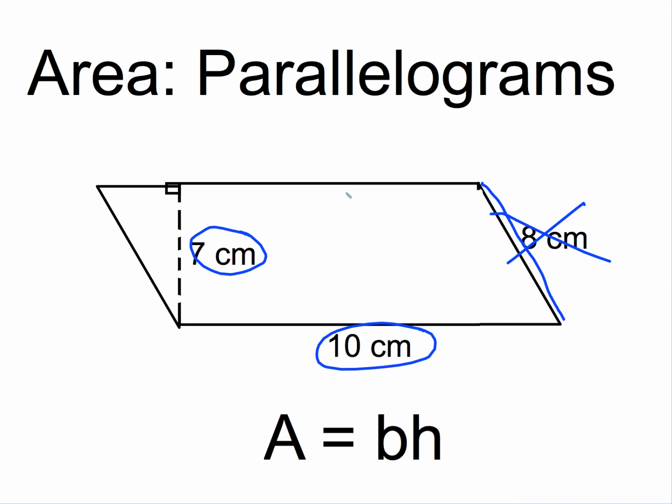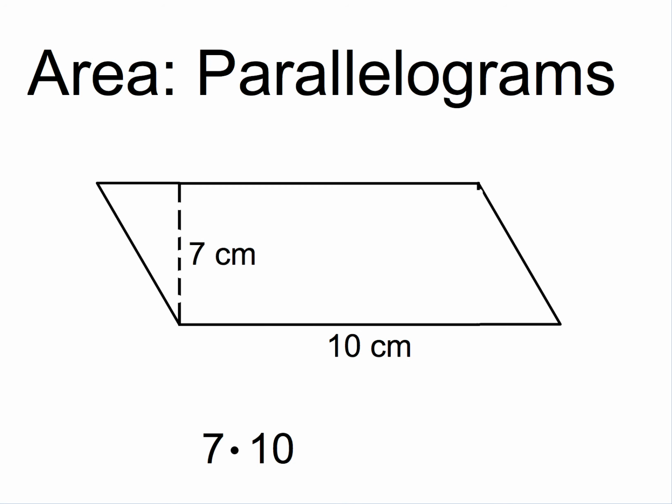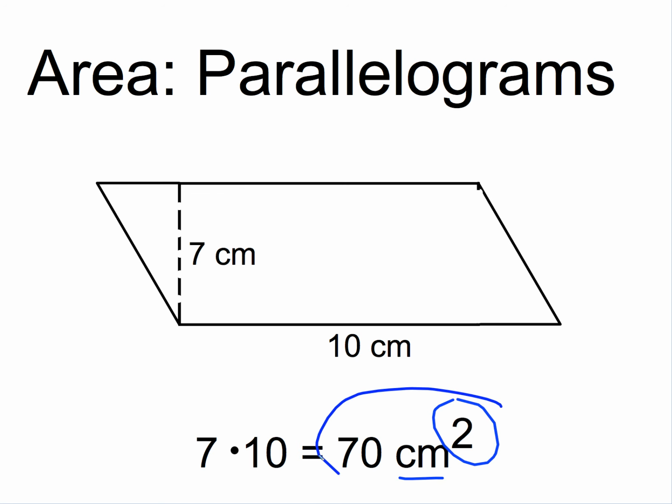You want to look for the two numbers that are meeting at a right angle. So here's my right angle up here. Okay, so this is the height, this is the base. So all you do is you multiply those two numbers. So 7 times 10, and 7 times 10 is 70. And we put our units, which is centimeters. And remember, whenever you have area, it's units squared. So my final answer is 70 centimeters squared.